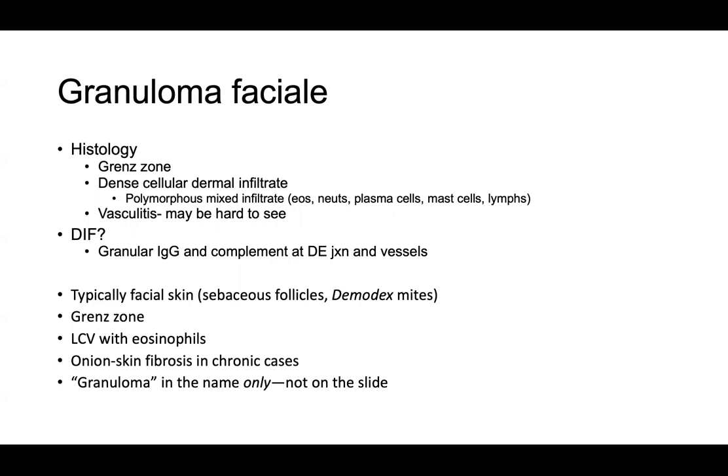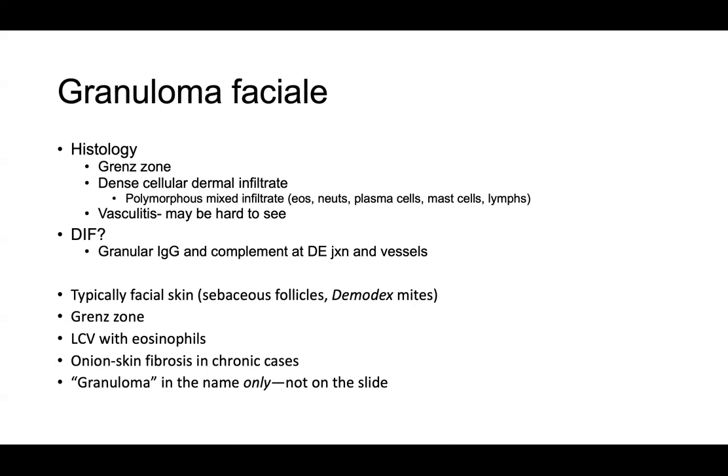The vasculitis, in fact, may be very difficult to see or not seen at all because you have so many cells in the area. You can't make sense of any kind of perivascular pattern whatsoever. It's the Grenz zone and that mixed inflammation on the face that's going to give you the diagnosis. Is DIF helpful? Well, you can have granular IgG and complement at the dermal epidermal junction and the vessels. It's not anything specific. I wouldn't rely on a DIF to make the diagnosis.